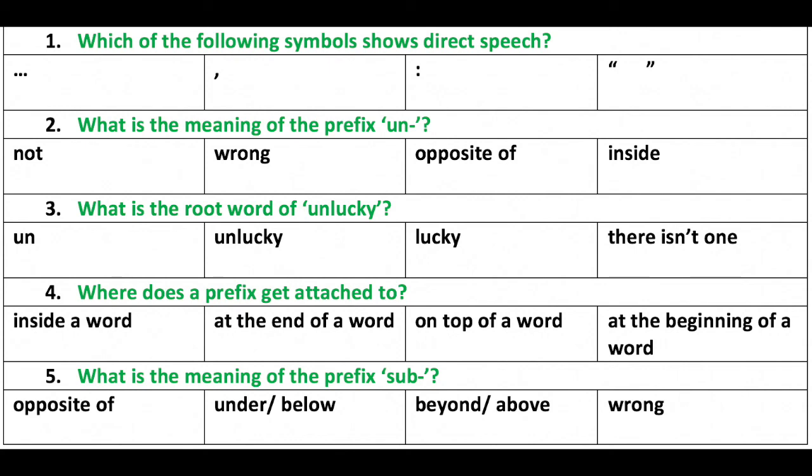Question 2, what is the meaning of the prefix un? Is it not, wrong, opposite of, or inside? Question 3, what is the root word of unlucky? Is it unlucky, lucky, or there isn't one? Question 4, where does a prefix get attached to? Is it inside a word, at the end of a word, on top of a word, or at the beginning of a word?